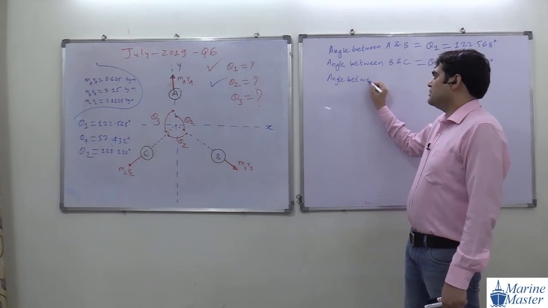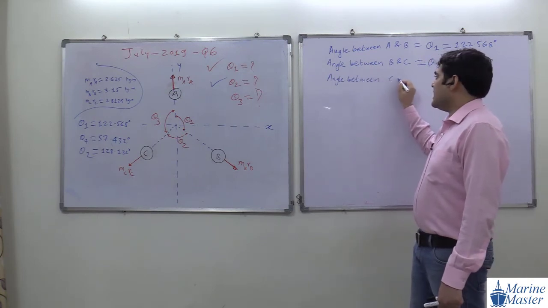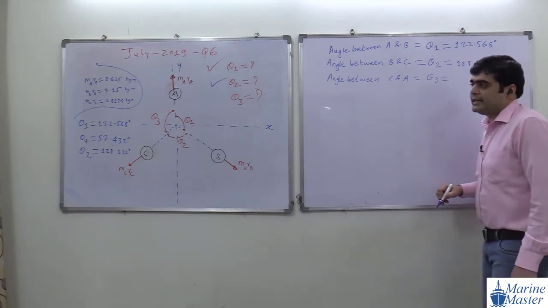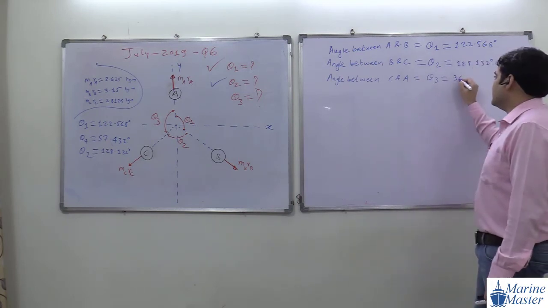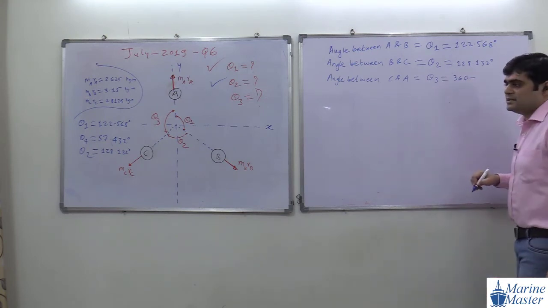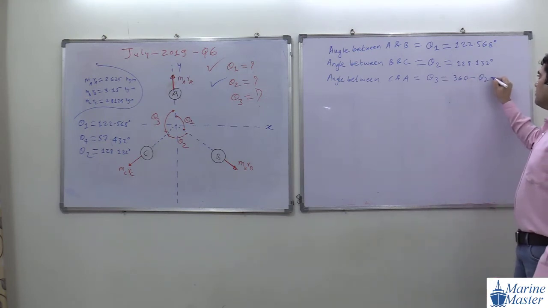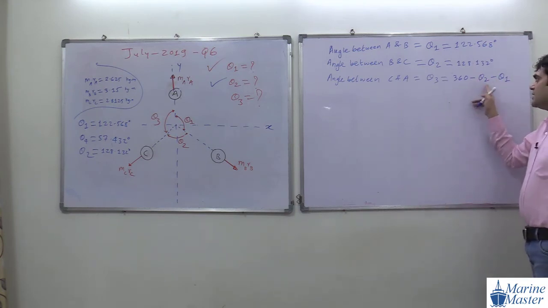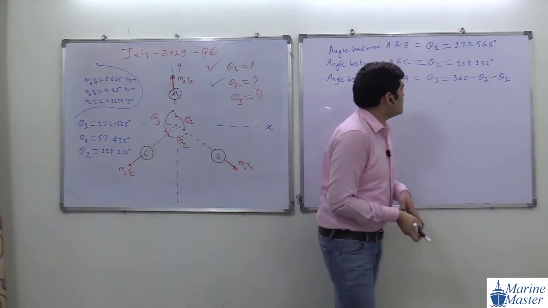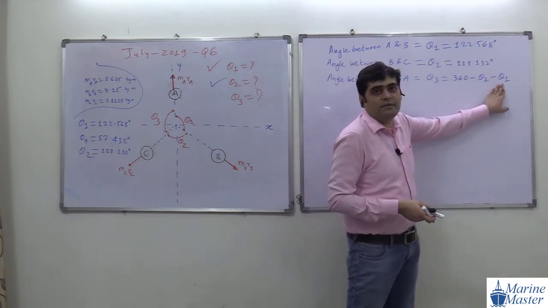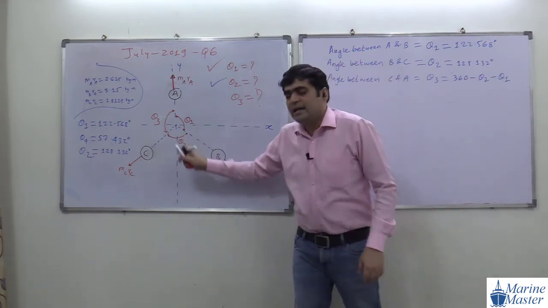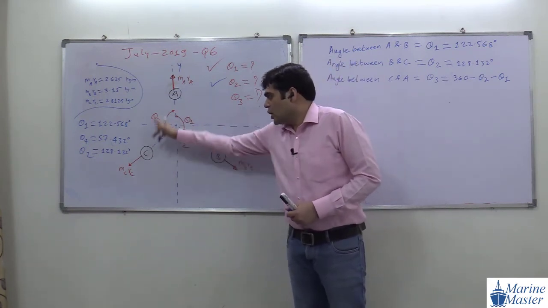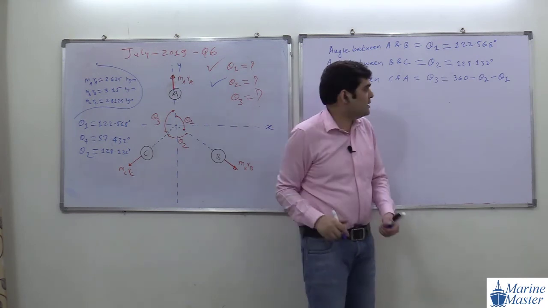Next point is the angle between C and A. That is theta 3. And how will we get theta 3? 360 degrees minus theta 2 minus theta 1. Any doubt in this discussion? How are we getting 360 minus theta 2 minus theta 1? Because the sum of these three angles, theta 1, theta 2 plus theta 3, must be 360 degrees.